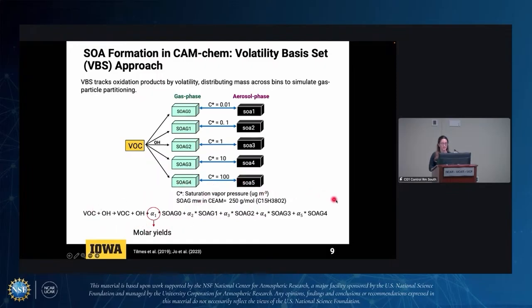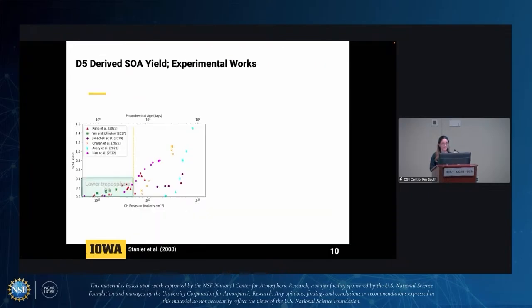This reaction mechanism shows the general mechanism of how we define aerosol formation in the model. These coefficients alpha for the SOAGs are determined experimentally, so these molar yields are defined based on experimental work. As we see here for specifically D5, this figure is SOA yield versus OH exposure, and the second axis represents the equivalent photochemical age in days.